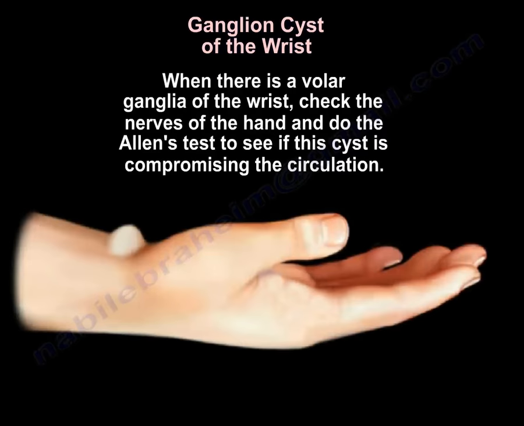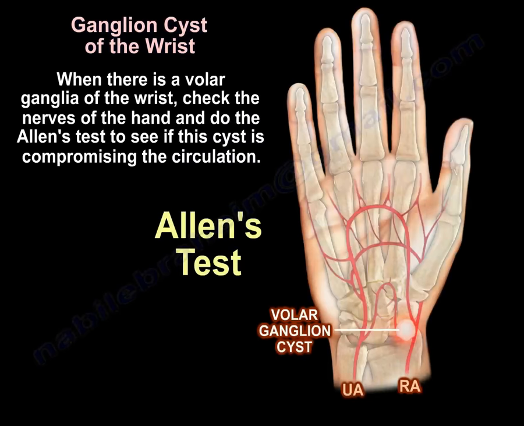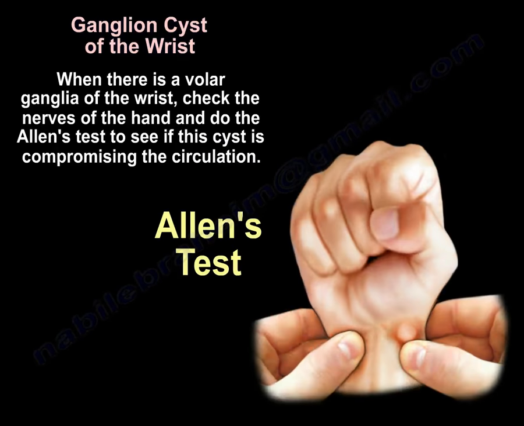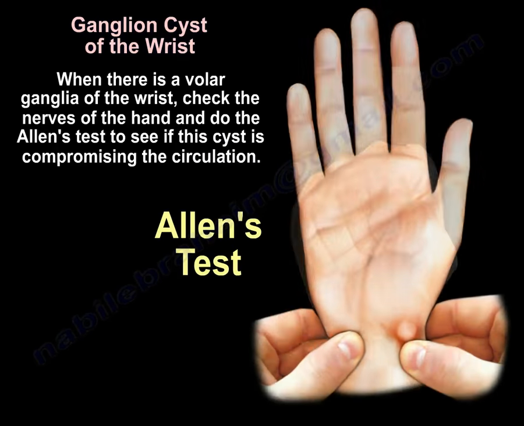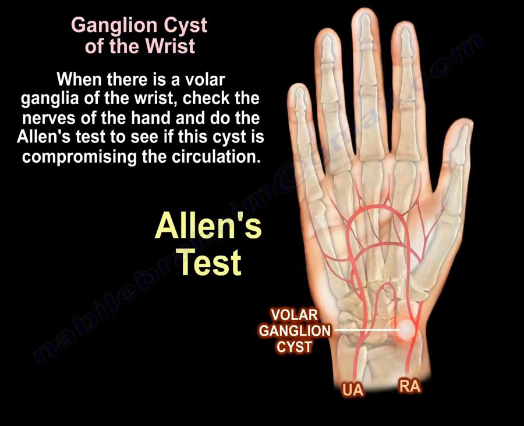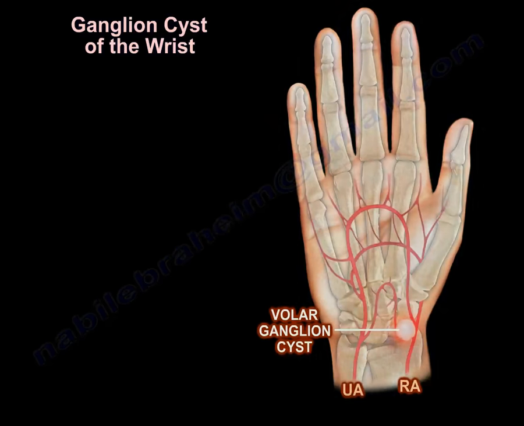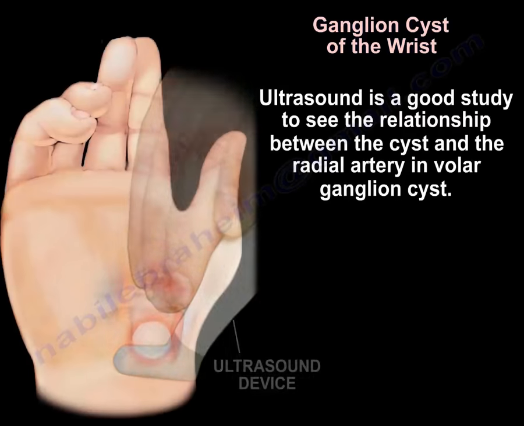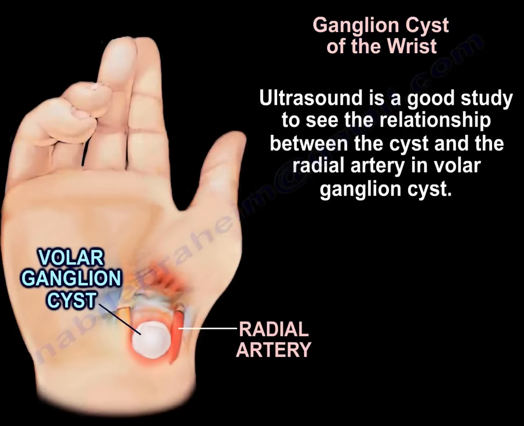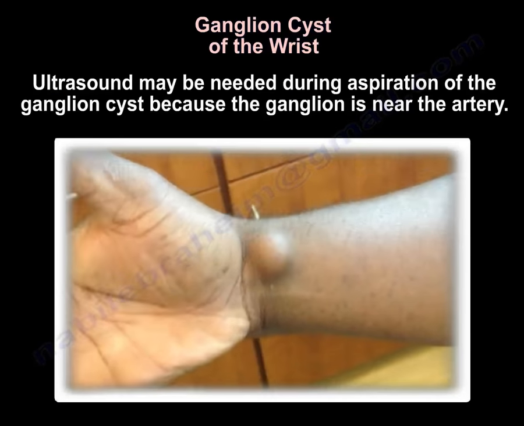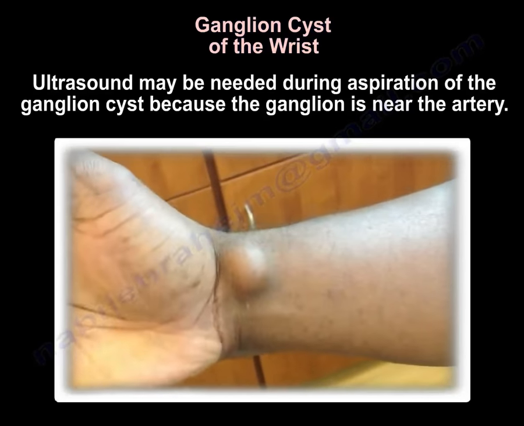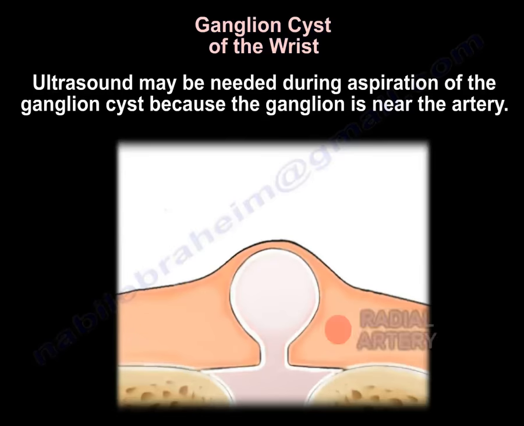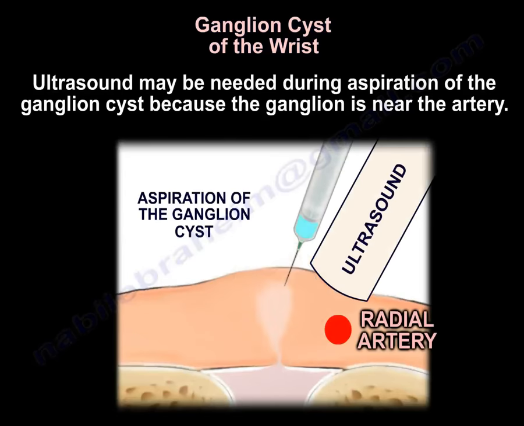When you have a volar ganglia of the wrist, you need to check the nerves of the hand, and you need to do the Allen's test to see if this cyst compromises the circulation. The ultrasound is a good study to see the relationship between the cyst and the radial artery in a volar ganglion cyst. For aspiration of the volar ganglion cyst, you may need an ultrasound because the ganglia is sometimes near the artery.